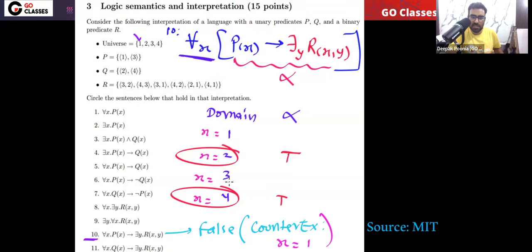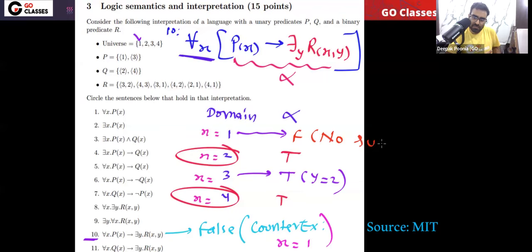What about x equal to 3? If I take x equal to 3, then p3 will be true. Is there any y such that r3y will be true? Yes, you can take y equal to 2. Alpha will become true by taking y equal to 2. But here there is a problem: no such y, so alpha will be false. So finally I can say that the 10th statement is actually false.